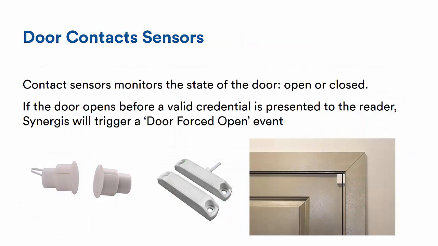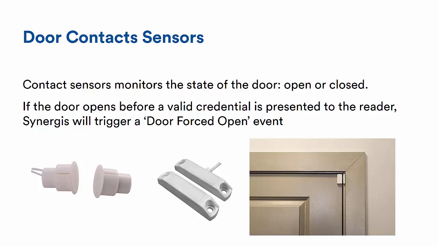And what does a contact sensor do? A contact sensor essentially just tells your system if a door, gate, or any other barrier is opened or closed. It just tells us what is the status of the door. They're typically installed on doors, windows, or drawers.